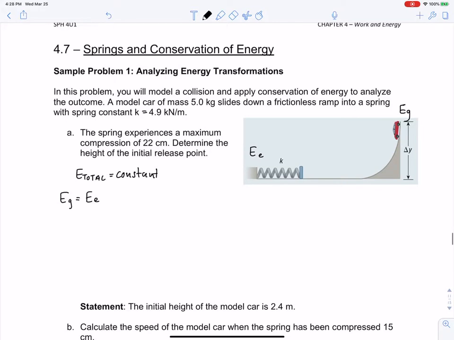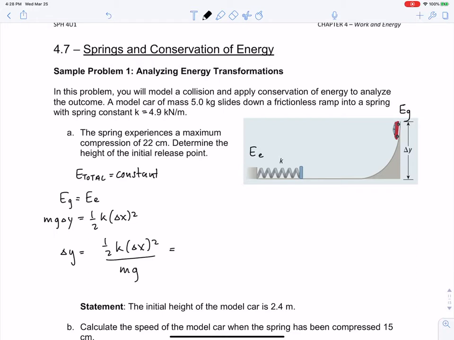Putting in the equations for these, mg delta y is equal to 1/2 k delta x squared. And we can solve these for the height of the initial release, delta y. Delta y is equal to 1/2 k delta x squared divided by mg.